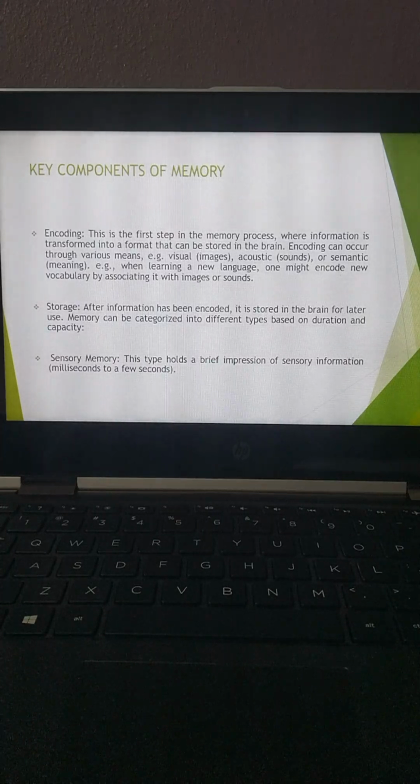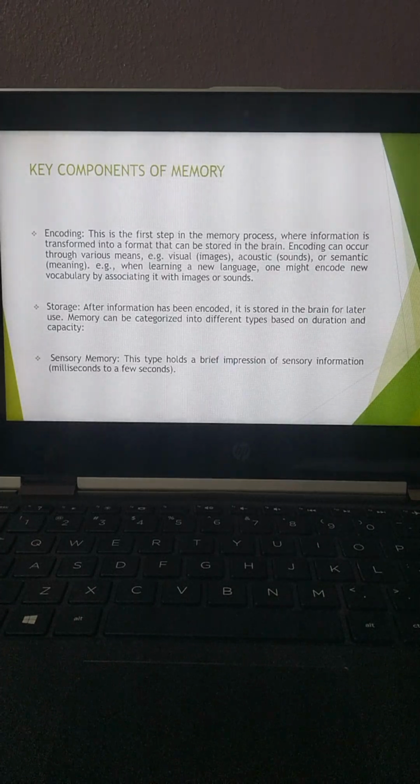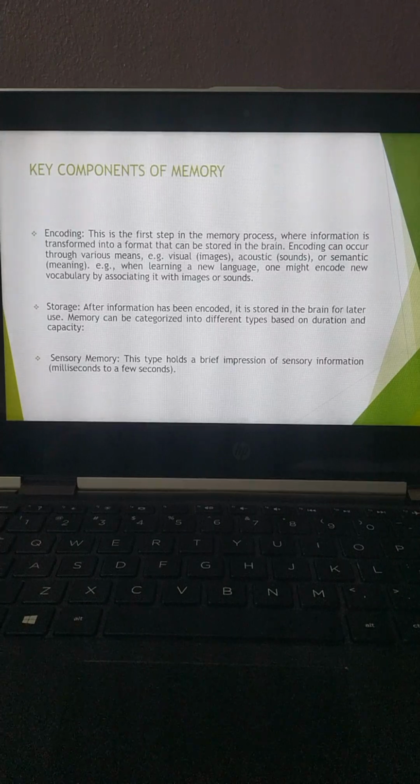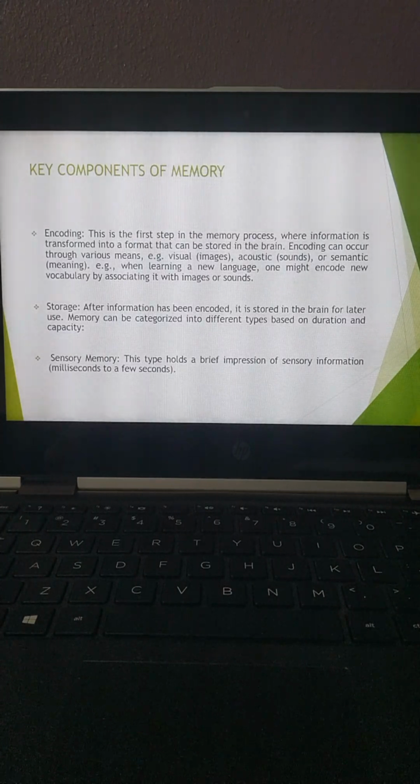Memory can be categorized into different types based on duration and capacity. So, like I said before, when we get information from the environment, it depends on different types of memory for that particular information to be stored for later use.